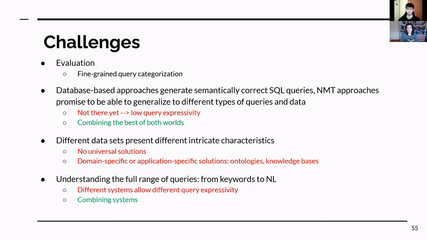Last but not least, how do we understand the full range of queries? Some information needs may be expressed with just a few keywords, like drama movies. Some others may need to be expressed using a natural language expression. The problem is that different systems nowadays support different queries. They cannot understand any type of queries. So how do we combine systems, or how do we come up with a system that is able to understand any type of different query?